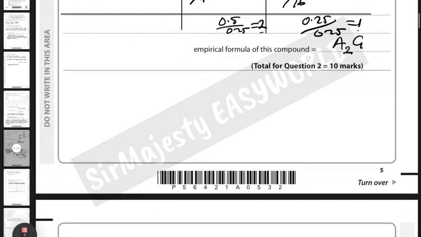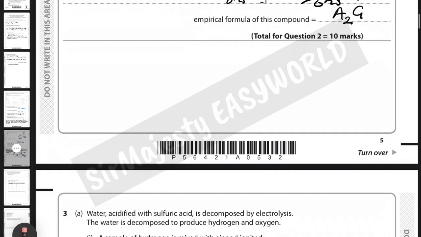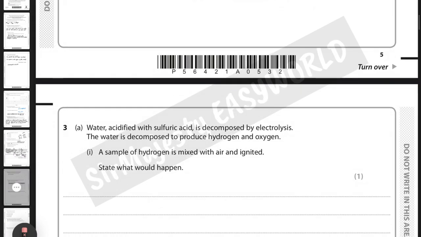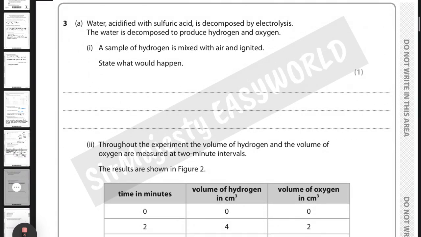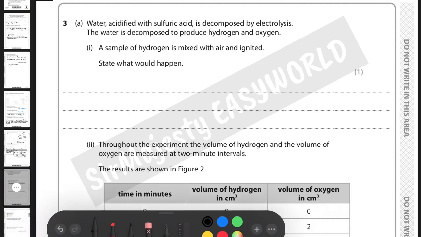If they have given us the relative molecular mass of the compound, we will now calculate for the molecular formula. Okay, then the next question says water, acidified with sulfuric acid, is decomposed by electrolysis. The water is decomposed to produce hydrogen and oxygen. A sample of hydrogen is mixed with air and ignited. State what would happen. What will happen? This is just the test for hydrogen gas.